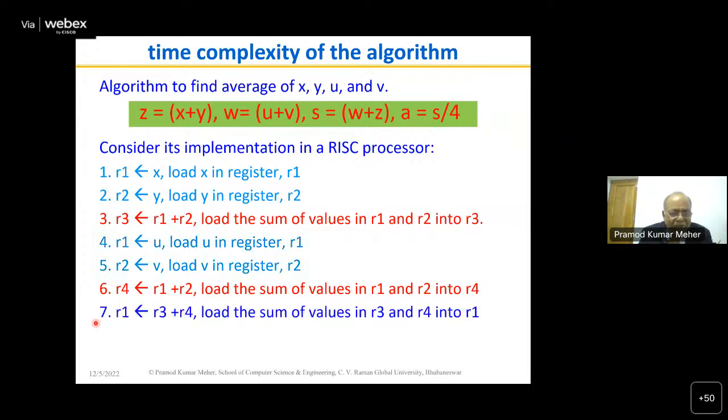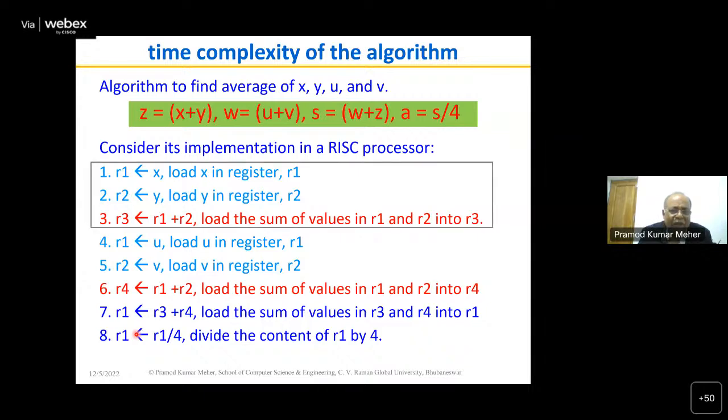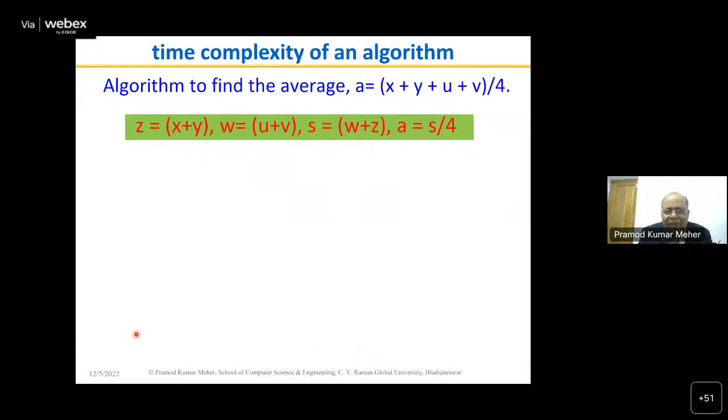So already 6 instructions have passed, and then the contents of R3 and R4 are added and stored in R1. Then the content of R1 is divided by 4. Dividing by 4 is as good as doing a shift operation by 2 bit positions. Divide by 4 is easy, or you can take a divider and do the division. So to compute Z, 3 instructions; to compute W, another 3 instructions. Then S is computed in another instruction and A in another instruction. In total, 8 instructions were executed by this processor.